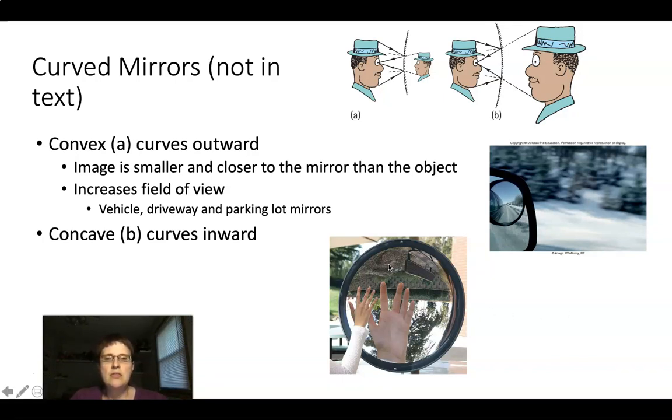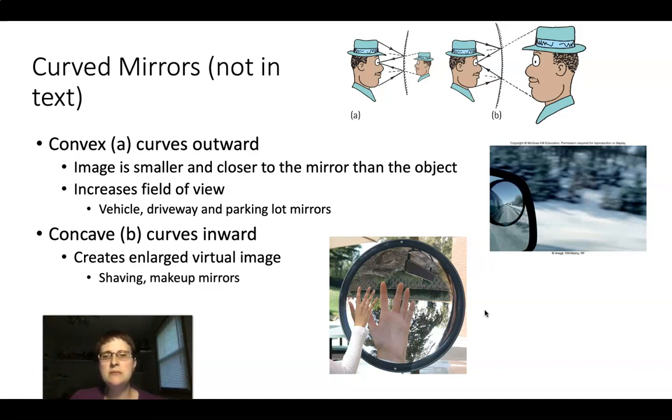And so these, because of that curve and spreading out those light rays, are going to make objects appear larger. So it's going to create an enlarged virtual image behind that mirror. So what kinds of things do we use these mirrors for?